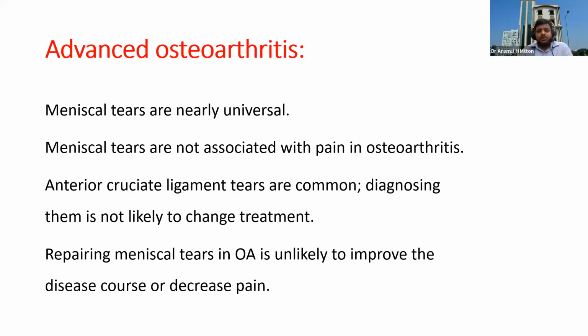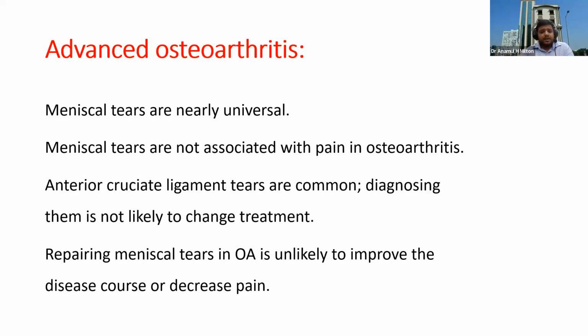In the case of advanced osteoarthritis, meniscal tear is near universal, almost all patients have some sort of meniscal tear. Sometimes the meniscus actually pops out from this area and compresses the medial or lateral collateral ligament. So meniscal tear is actually not associated only with osteoarthritis, but it may be associated with these things.